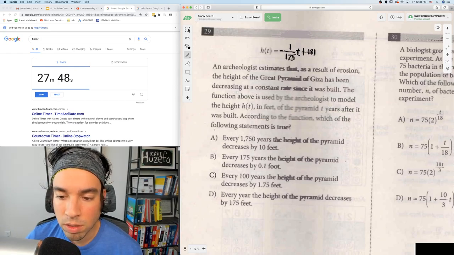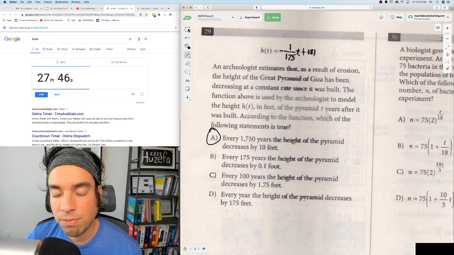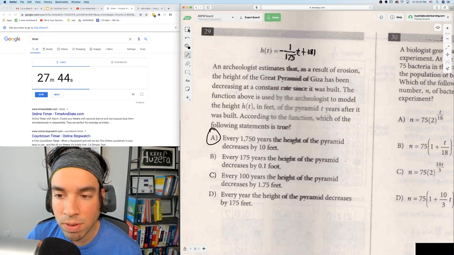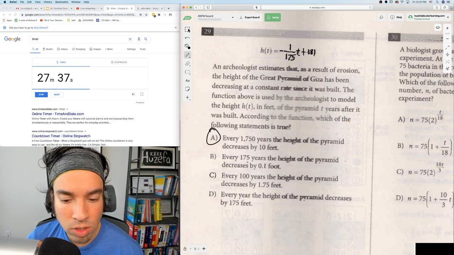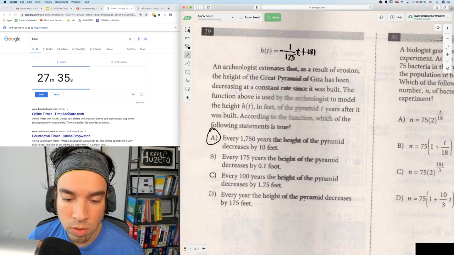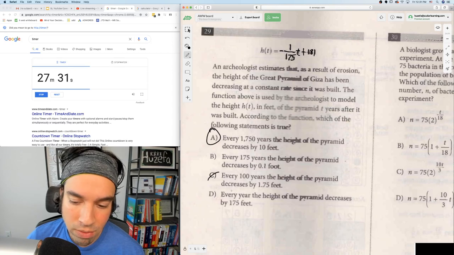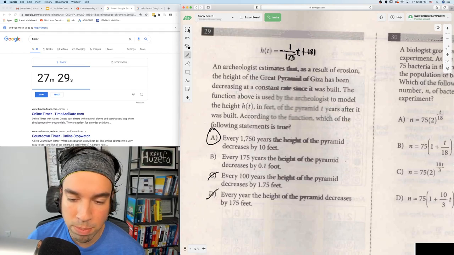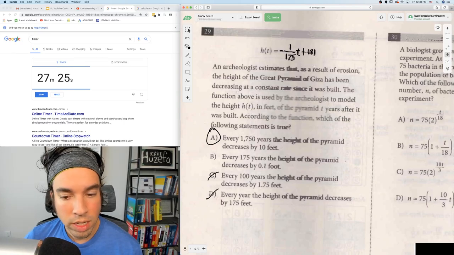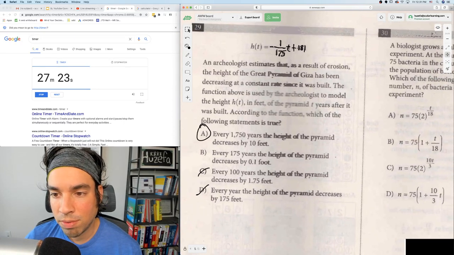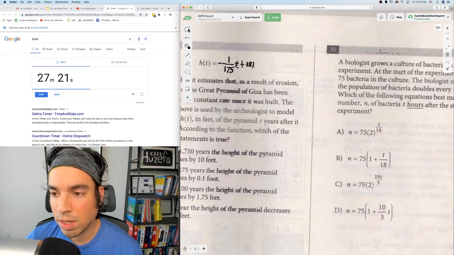It's this one. Every 1750, it drops by 10 feet, because every 175, it drops by one, right? And it doesn't say in tens or anything. 100 years, nope, because that doesn't make sense. And then every year, no, that would be bananas, because they'd be just in the ground already. So that's it. A makes the most sense. Again, I was reading that correctly. I believe I did. All right.